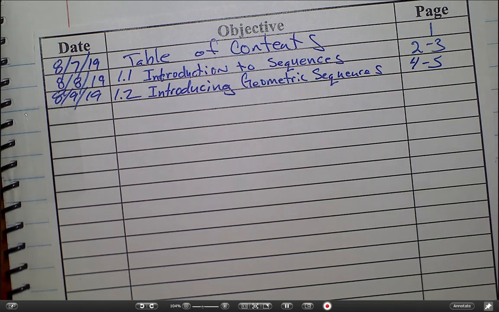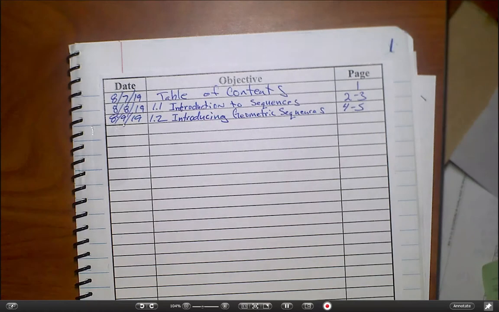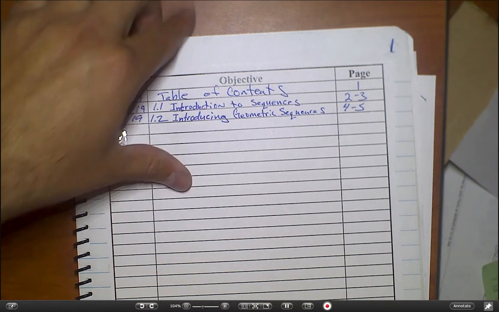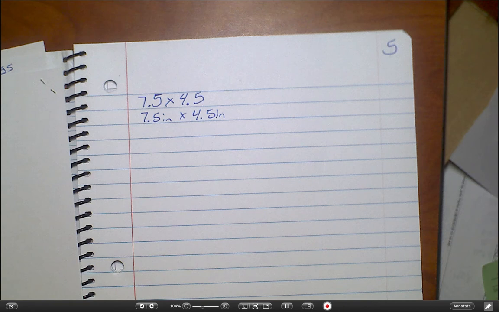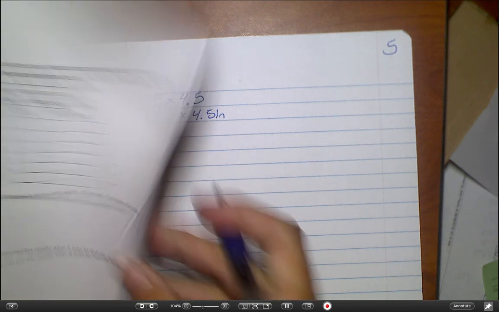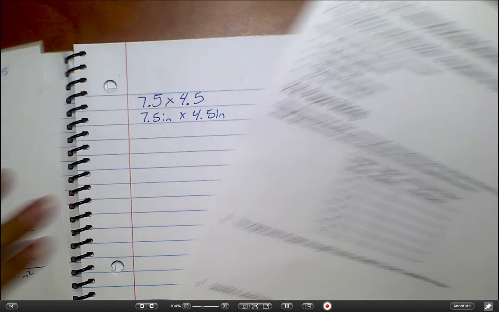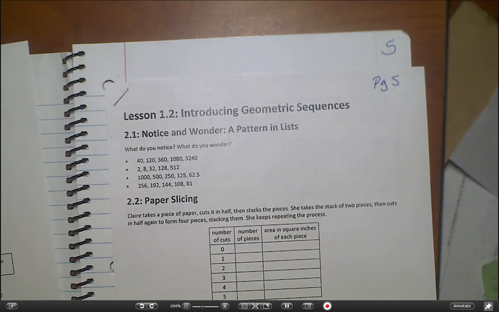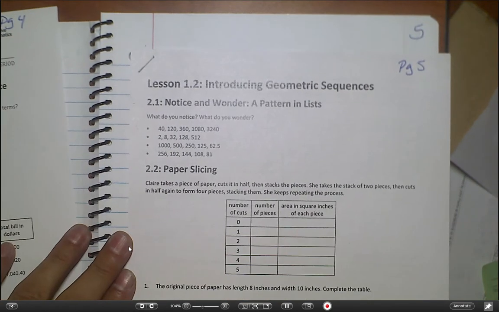So let's go ahead and head over to the notebook. Now, don't tape them in yet. You'll see why. Yeah, it's stapled, but I'm going to show you. All right, so page 4 and 5. So 5 should be your right page, the page on the right-hand side, right here.